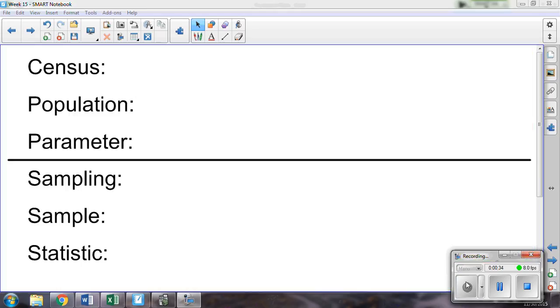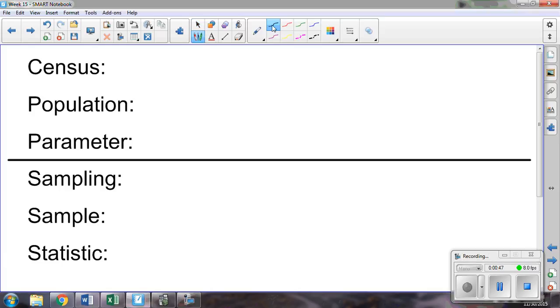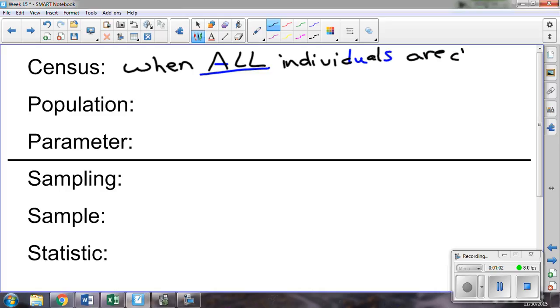All right, to address our first learning objective, you'll notice how we've got it cut up into top and bottom. Well, we've already discussed some of these. What is a census? I'm wondering basically if you remember that vocabulary from last week. A census occurs when all individuals are checked for whatever it is that we're interested in.